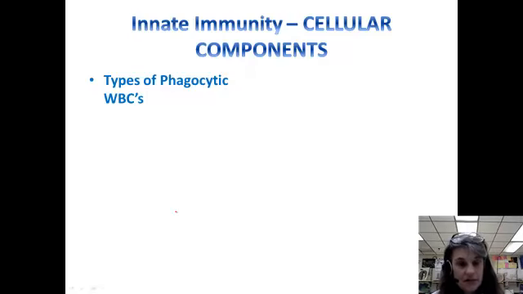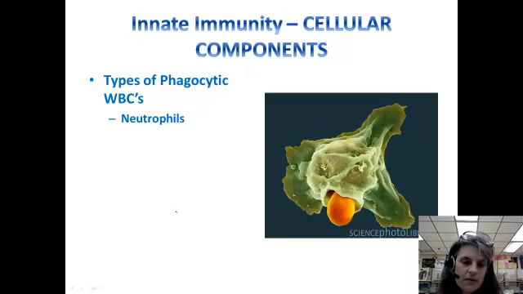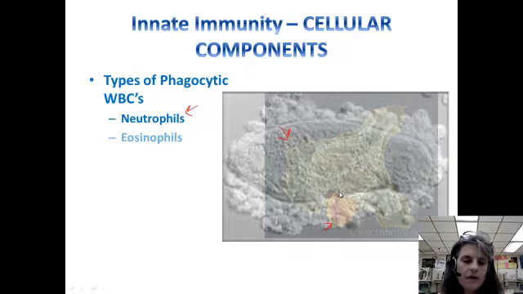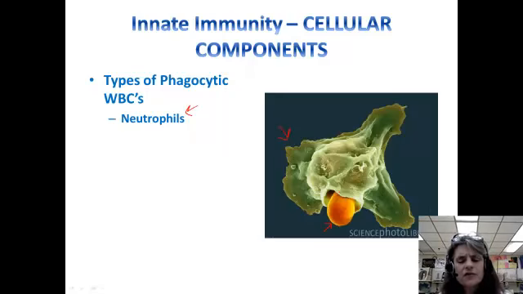Let's go through the different types of phagocytic white blood cells real quick. There's 4 that you might want to make note of. The most common type of phagocytic white blood cells are neutrophils, and they look like this. This is an electron micrograph of one. This is the pathogen. It looks like a bacterium that this thing is eating, engulfing. Neutrophils make up about 70% of all the white blood cells in your body.